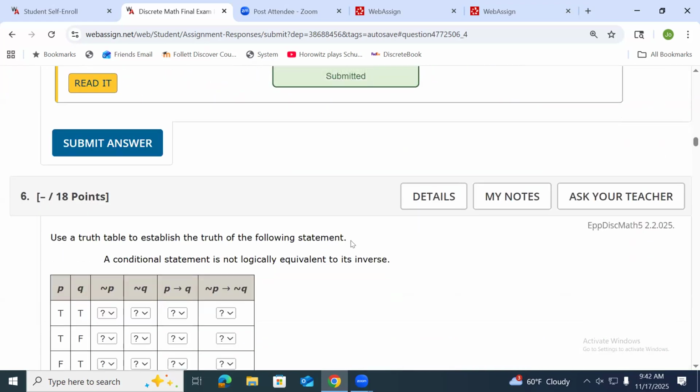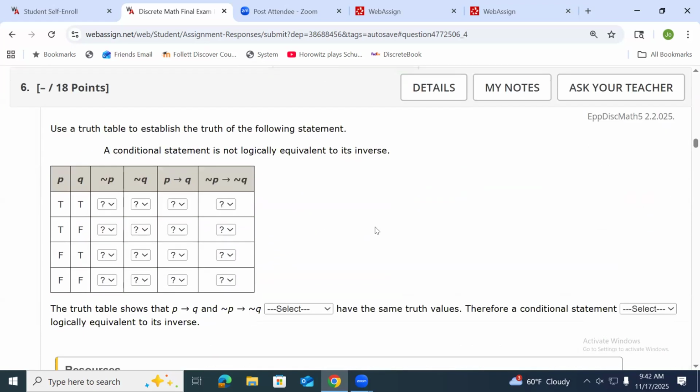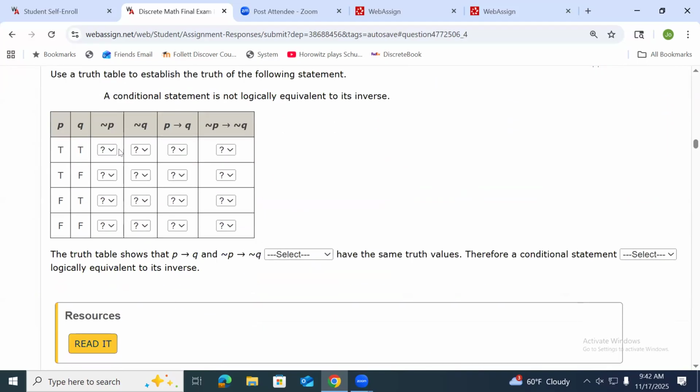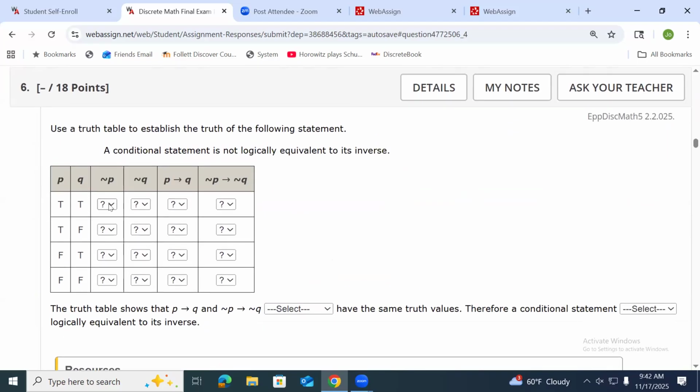Perfect. Okay. Now, number 6. We use a truth table to establish the truth of this statement. So do you want to stay in the same groups? Okay. So group number 1, which is Zoe and Ignacio, tell me together what I should put for the first column of the answers.